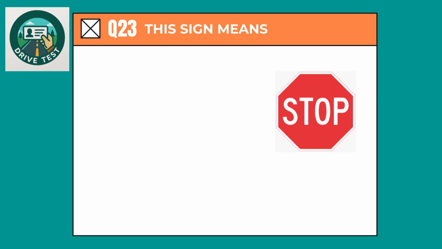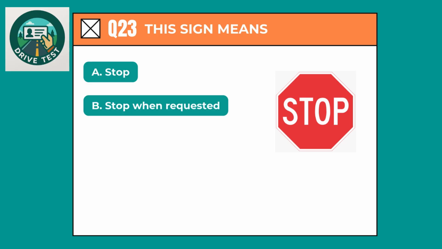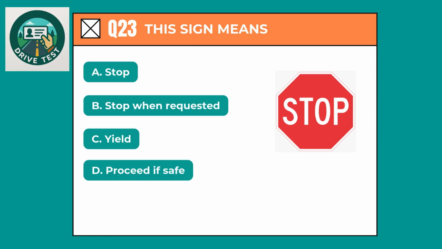Question 23. This sign means A. Stop. B. Stop when requested. C. Yield. D. Proceed if safe. The correct answer is A, stop. A full stop is required.